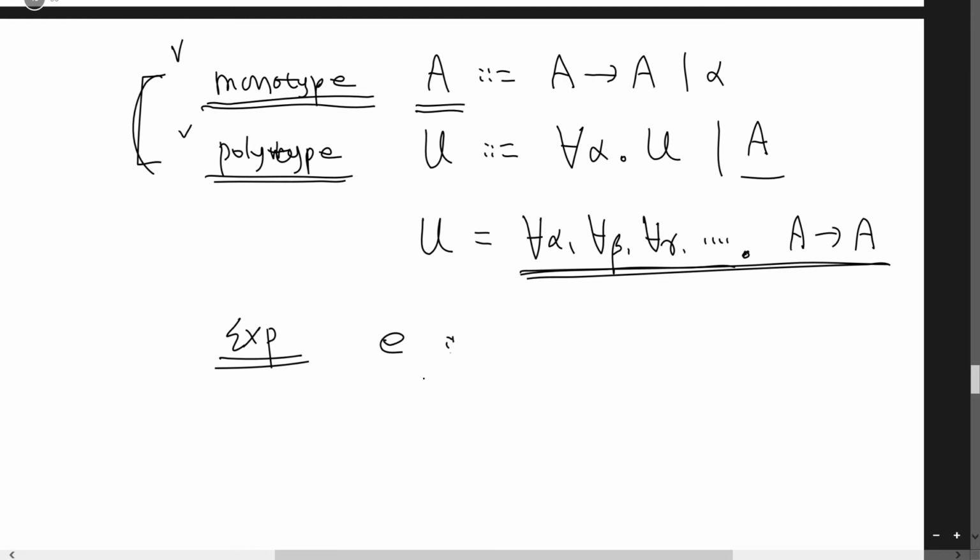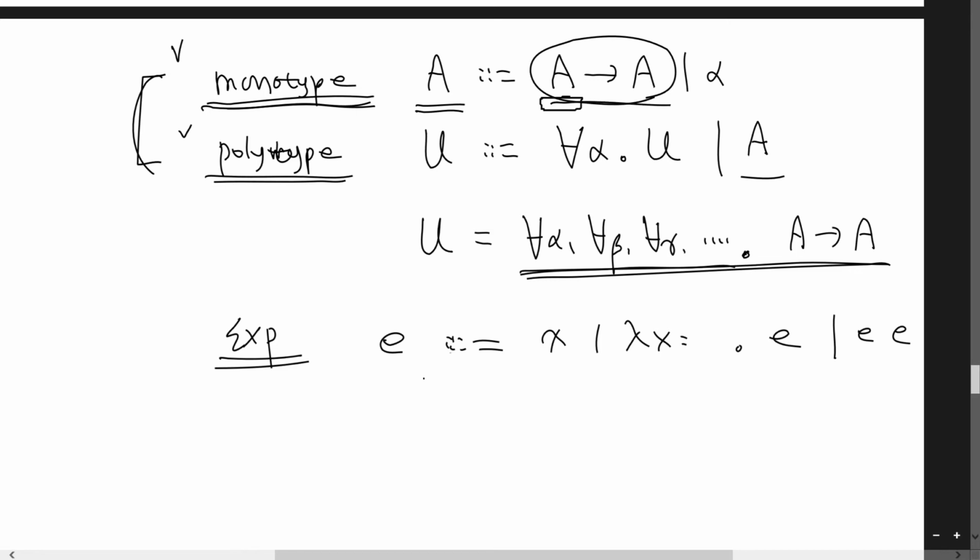Expression E is variable, lambda abstraction. But here's an important part. Of course, we have this lambda application. If we look at this function type in the definition of a monotype, this is a function type. So therefore, the argument must have monotype. This argument must have this monotype. It's not polytype. That is, we don't allow something like this.